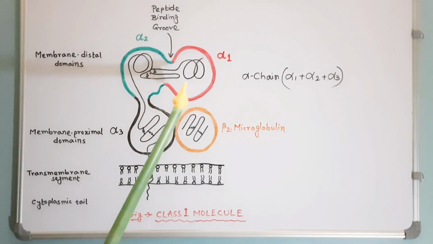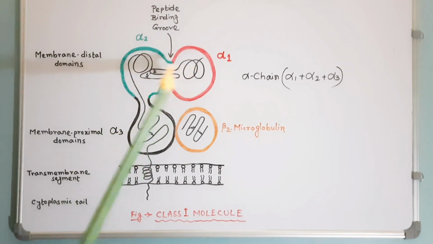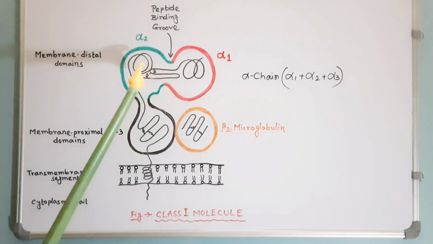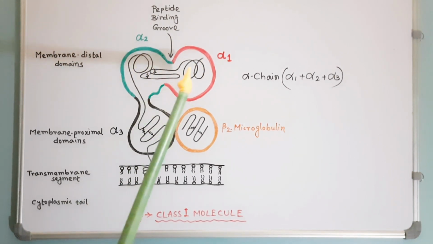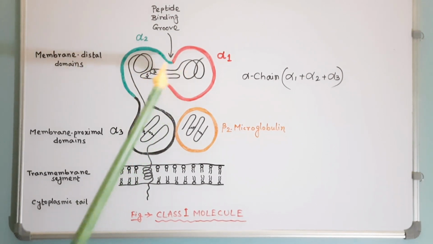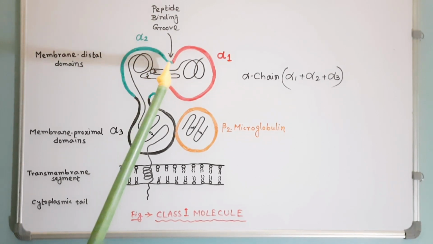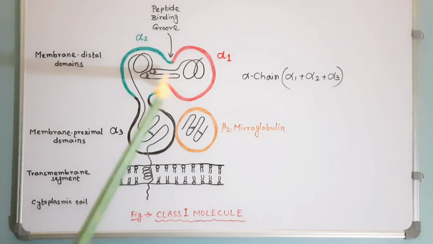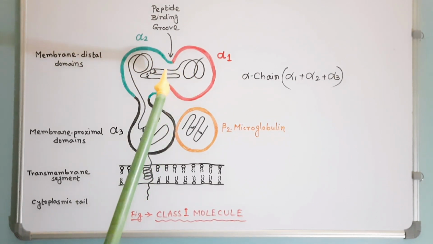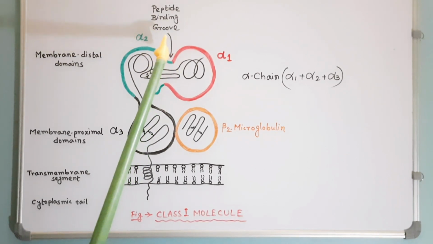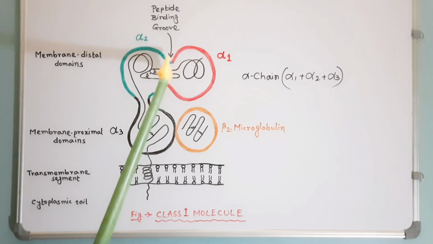The alpha 1 and alpha 2 domains interact to form a platform of 8 antiparallel beta strands spanned by two long alpha helical regions. The structure forms a deep groove or cleft with the long alpha helices at sides and the beta strands of the beta sheet as the bottom. This peptide binding groove is located on the top surface of the class I MHC molecule and it is large enough to bind a peptide of 8 to 10 amino acids.